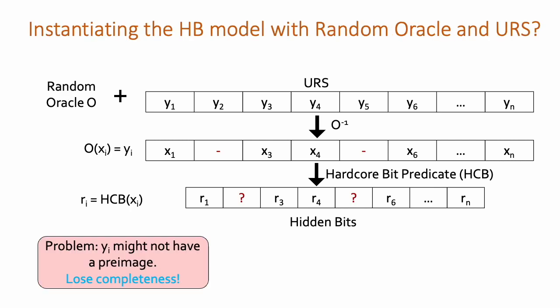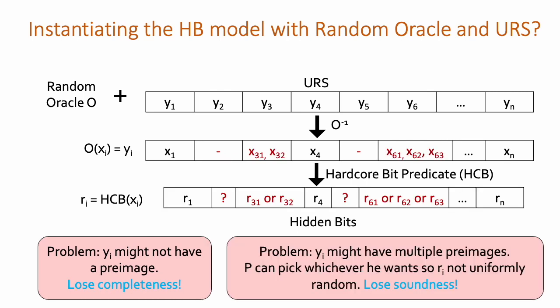Now let's say we just want to replace the one-way permutation with a random oracle directly. This immediately creates a couple of issues. The first one being that the y_i's need not belong to the range of the random oracle O, because a random oracle might not be surjective. In that case, there might be some y_i's in the uniform random string which do not have a preimage, hence the prover cannot compute the hidden bits correctly and we lose completeness.